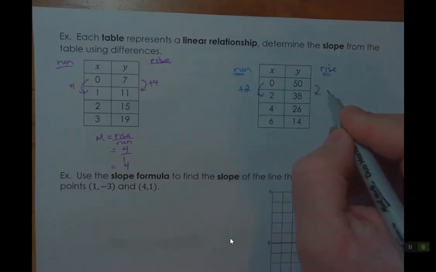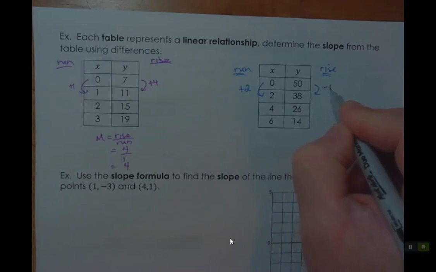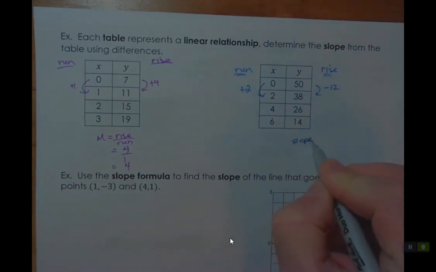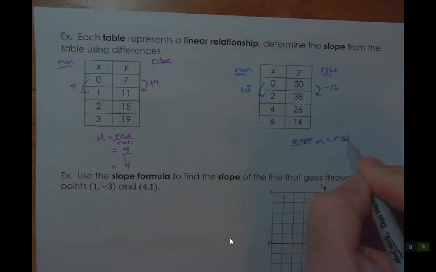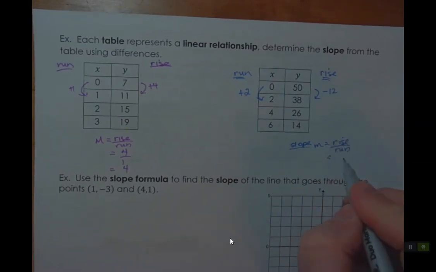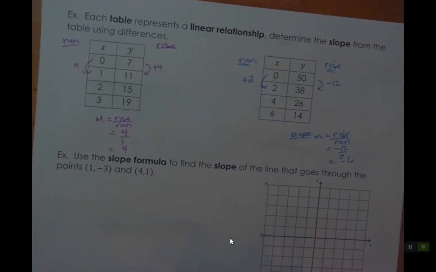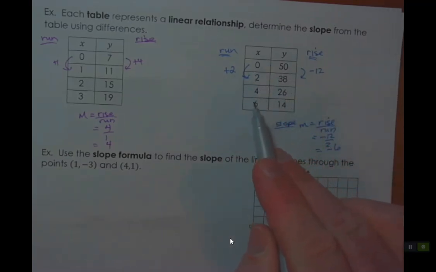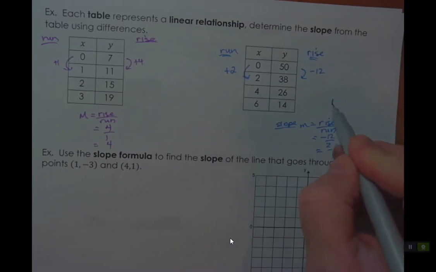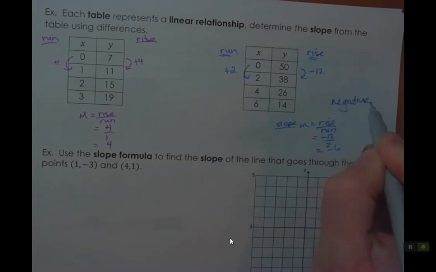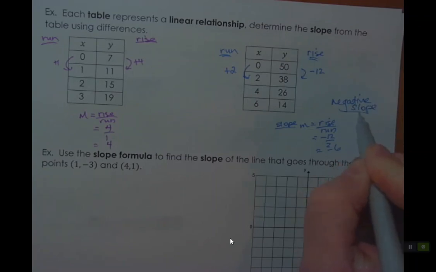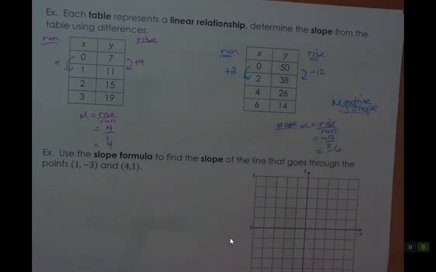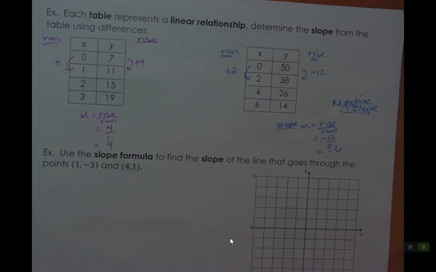Here I ran 2. All right, I went down 12. And negative 12 over 2 is negative 6. So for every 6 this goes down, this goes over by 1. Keep that in mind. Okay, so hopefully that helps a little bit. Different ways of looking at it, still get the same answer.